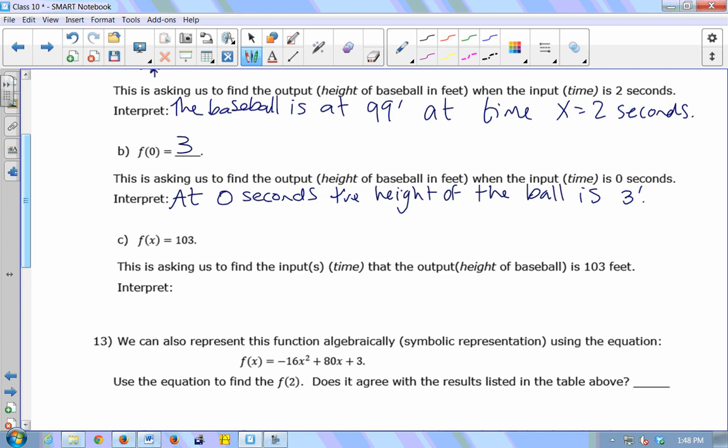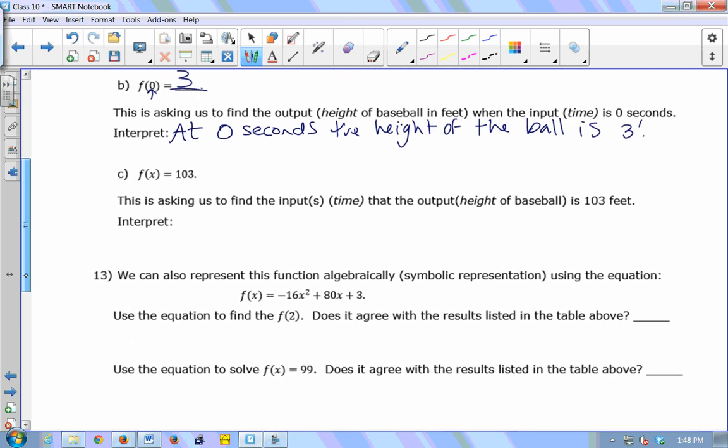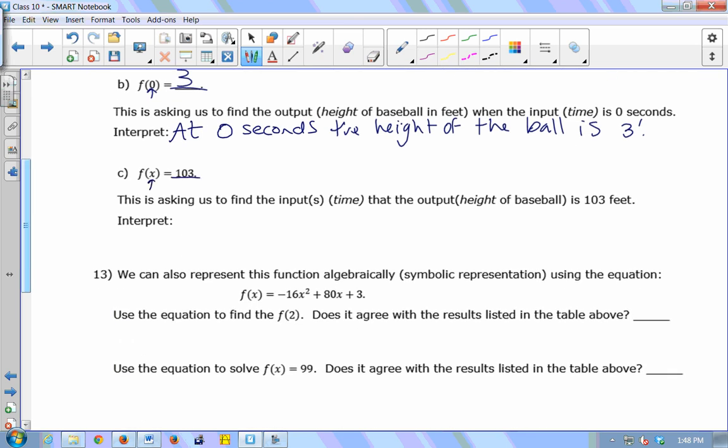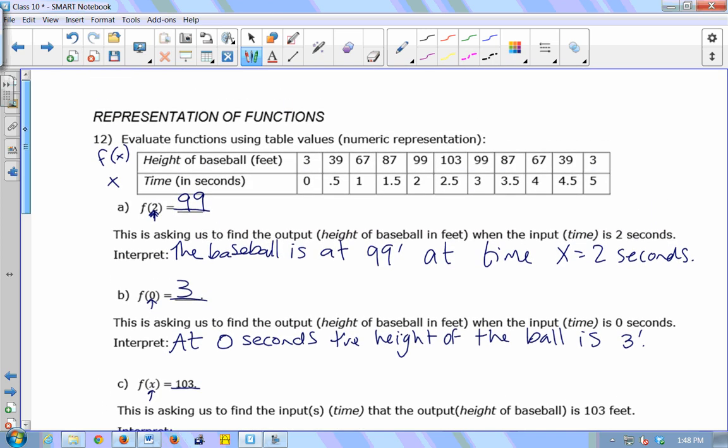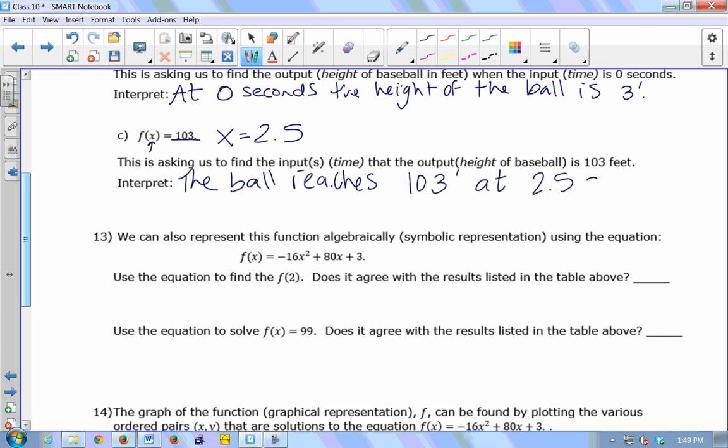So f of x equals 103. Now they've given us the output, right? In the past ones, they were giving us inputs by putting them in parentheses and asking us to find the corresponding output. Now they've given us an output and are asking what input gives that. So what x value gives a height of 103 feet? 2.5, and that's the only one, right? So x equals 2.5 is the solution. And so we would say the ball reaches 103 feet at 2.5 seconds.